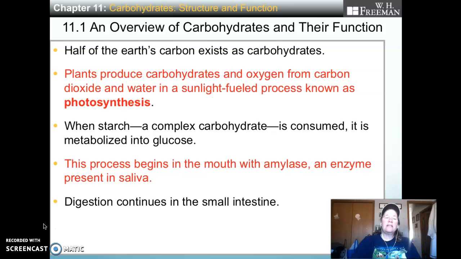Anyway, the other place that you'll get digestion occurring is in the small intestine. And then again, more enzymes are being added. And eventually it'll break it down from this big complex carbohydrate starch into smaller pieces, glucose. And that's what we need in our cells. That's where we get our energy.